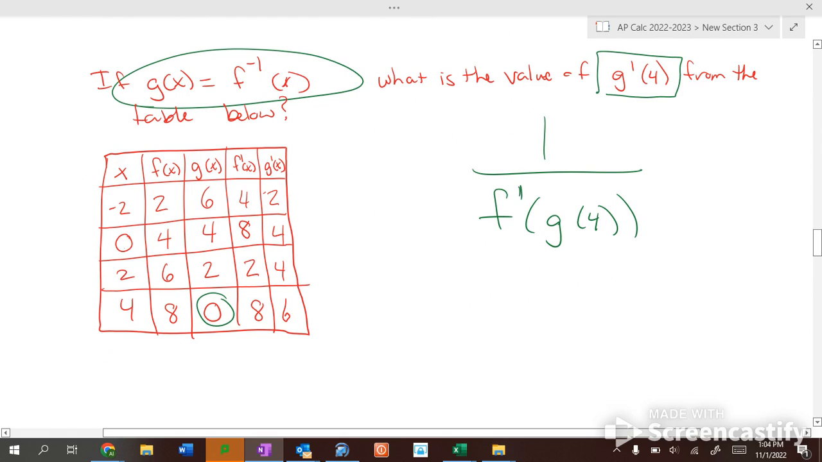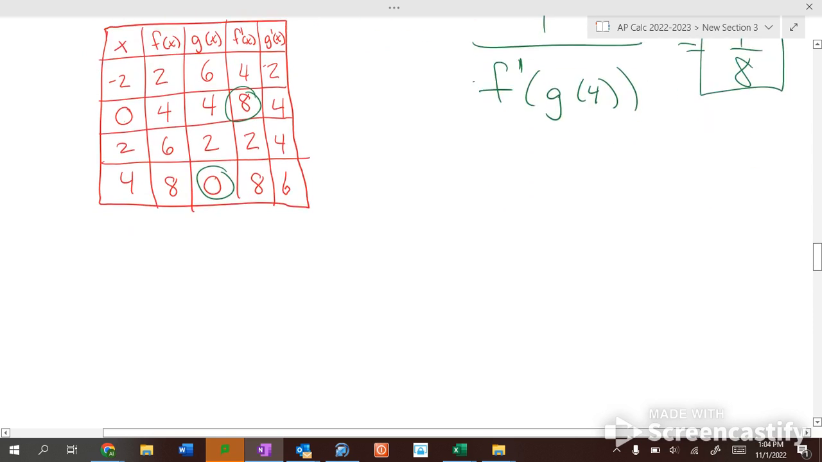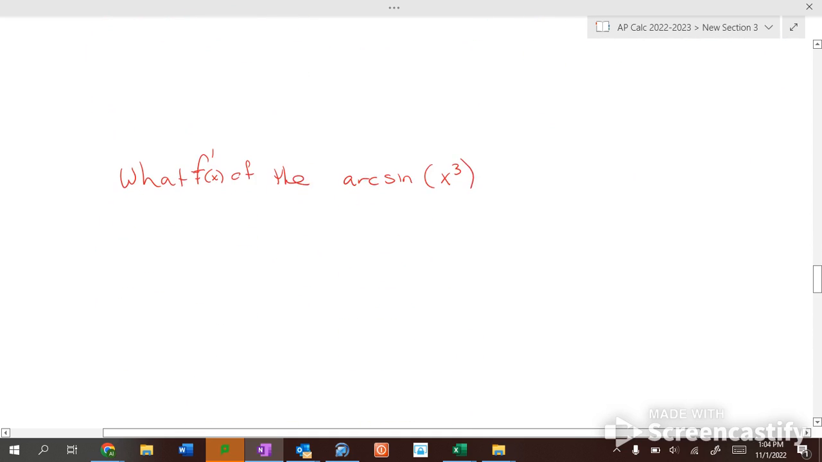Because it should be the derivative here, right? Yes. The derivative of F at G of 4. So G of 4 is 0. The derivative of G of 4 is 8, so it should be 1/8, right? I will check up on that to be sure in just a little bit.